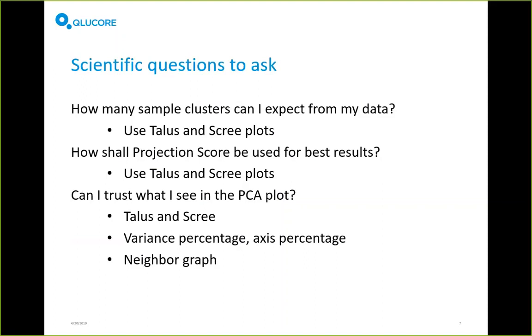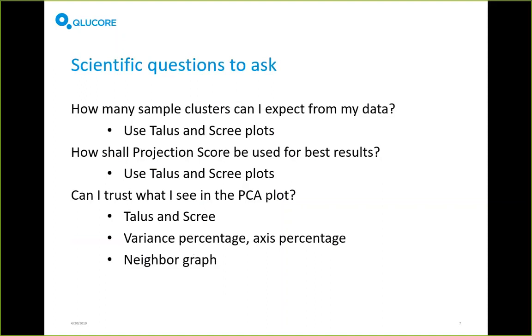I appear to see 6 groups, but the dimensionality analysis tells me that there should be no more than 4. Maybe I should be a little bit careful then, because then I might not be able to trust the PCA perfectly, and I might have to take another look at my data set. And we're going to look at the finer details of the PCA plot today as well, and see how the variance percentage that is presented by Omics Explorer can be used, and how the axis percentage can be used. And I mentioned this one before as well, the neighbor graph. The neighbor graph is a really, really useful tool.